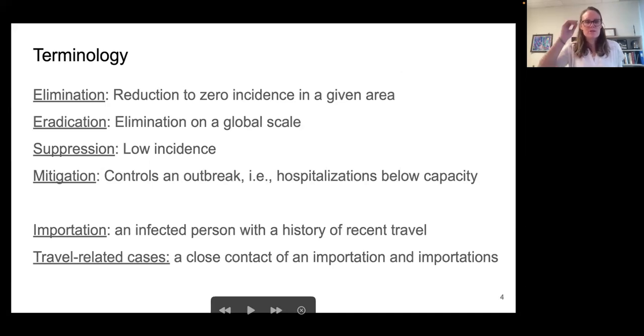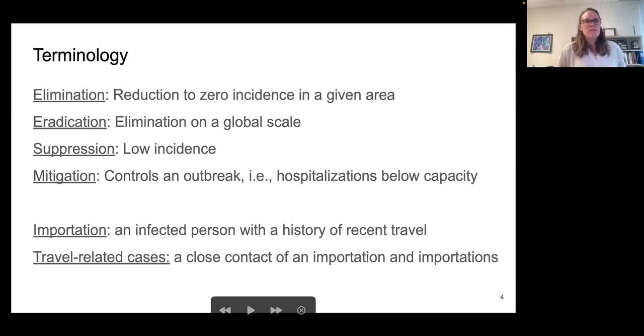So I want to start with some terminology, just to be precise about what we mean by elimination and how it contrasts with other approaches to infection control during a pandemic. So elimination is reduction to 0 incidence in a given area. So the number of new cases that are reported is 0. And oftentimes this might just be with respect to travel-related cases.